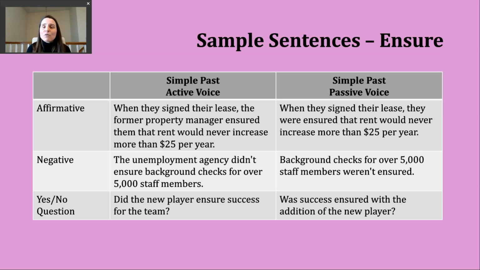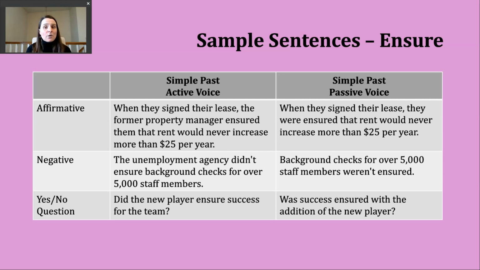First, in the active voice, our structure is our subject. Then we use did, not, and then the base verb. So no -ed here in the negative. Here's our example. The unemployment agency didn't ensure background checks for over 5,000 staff members.